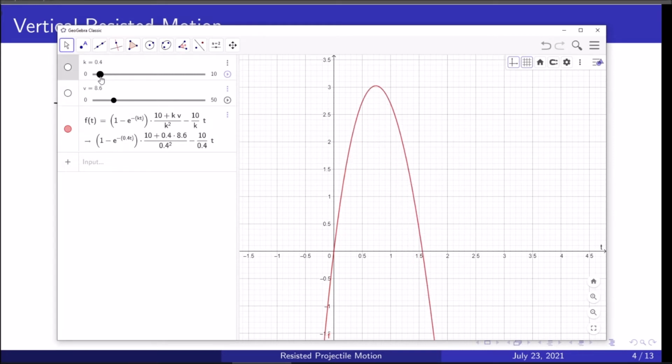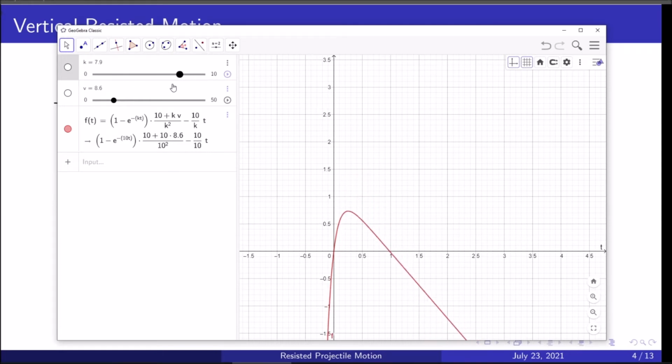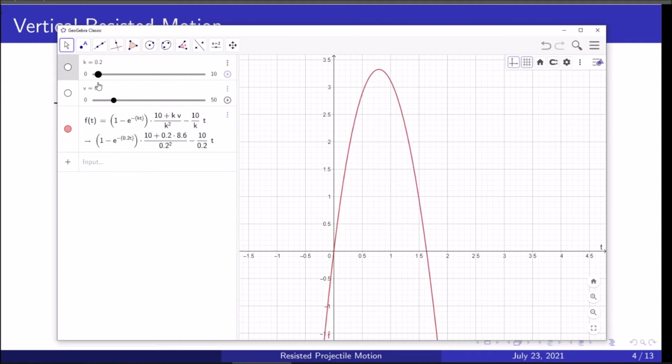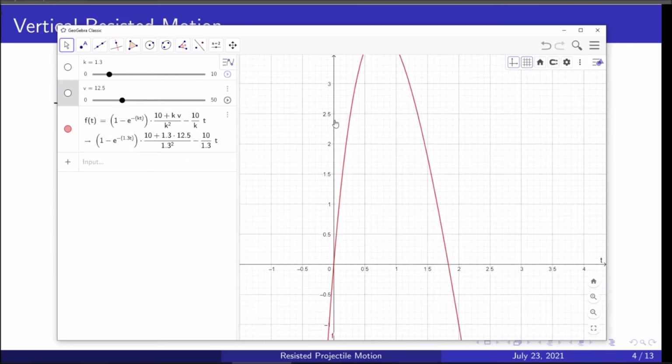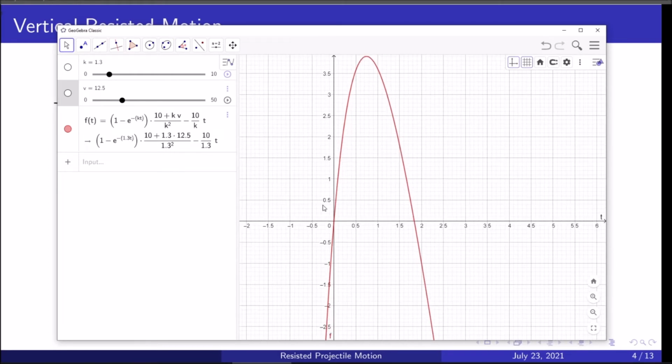So by varying it, as you can see here, the greater the resistance, the lower the height it will reach, yeah. And the quicker it comes down. With smaller resistance, as you can see, when resistance is really low, it's almost a perfect parabola. But when it's high, it starts to tilt, and so on. Yeah. Of course, if you increase the initial velocity, it will reach a higher height. Yep. So do you remember this is the height and this is time.